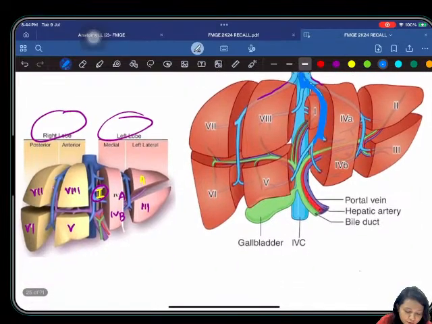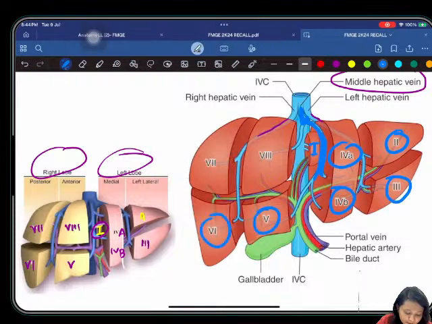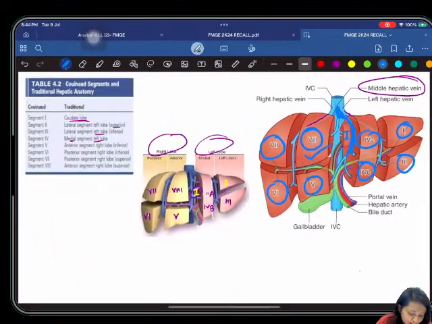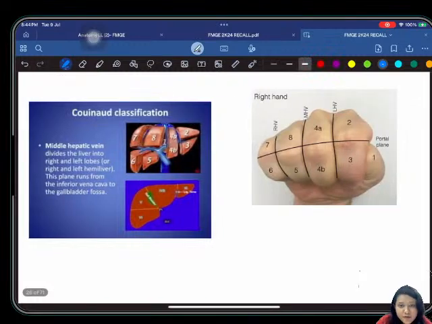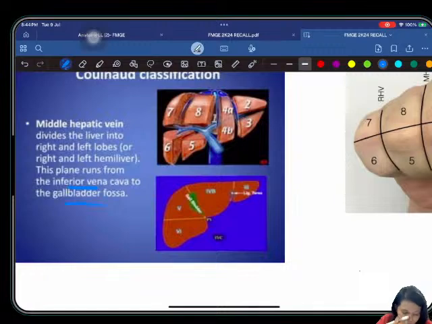So this is the caudate lobe, segment 1, then segment 2, segment 3, 4A, 4B, 5, 6, 7, and 8. So the answer to the marked question was segment 8. As I have already told you, the middle hepatic vein divides the liver into right and left hemiliver, and the plane runs from the inferior vena cava to the fossa of the gallbladder.